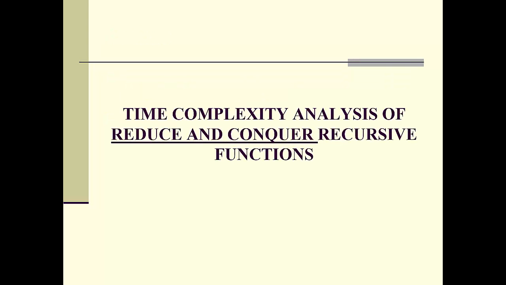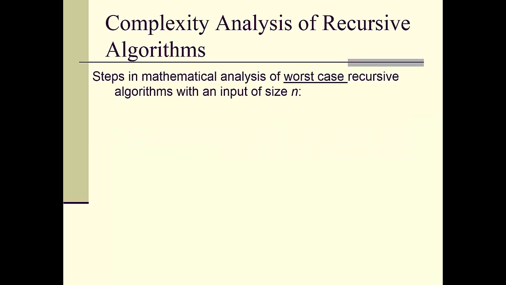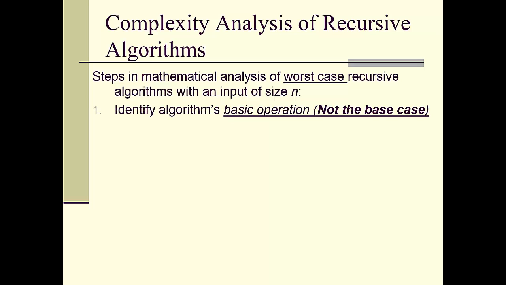So let's look first at the reduce and conquer recursive functions, and we'll see how we do complexity analysis for these types of recursive functions. What you need to do with complexity analysis for recursive functions is that you basically will need to set up a mathematical analysis for the worst case scenario. The first thing you basically have to do is to identify what's the algorithm's basic operation. And if you remember from previous videos, the basic operation is the heaviest operation that the function is doing.